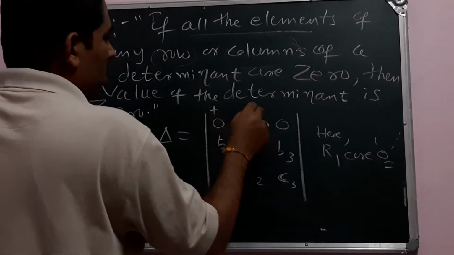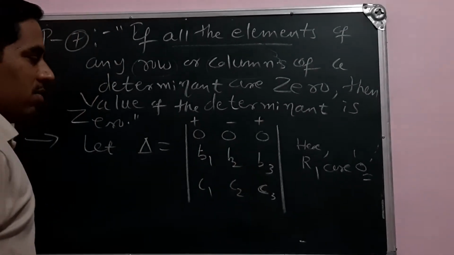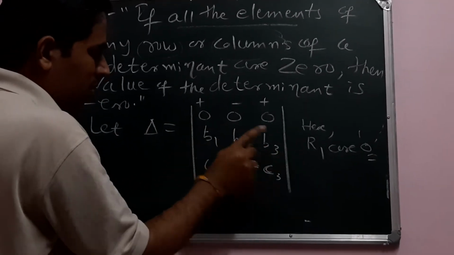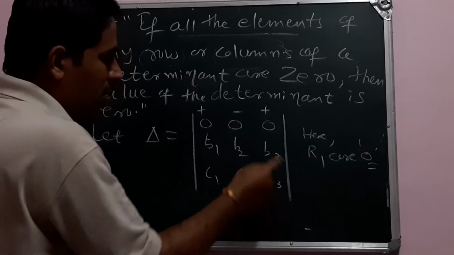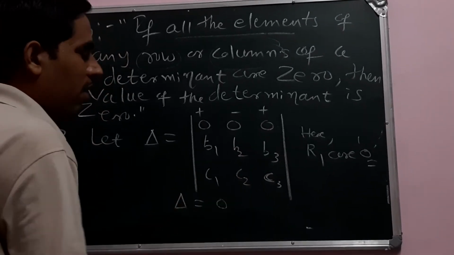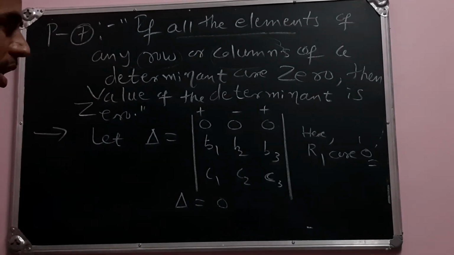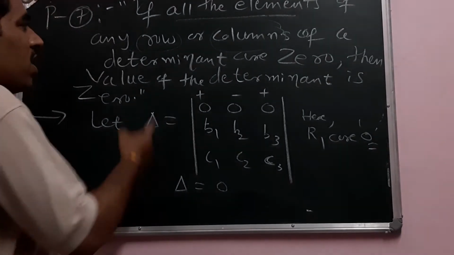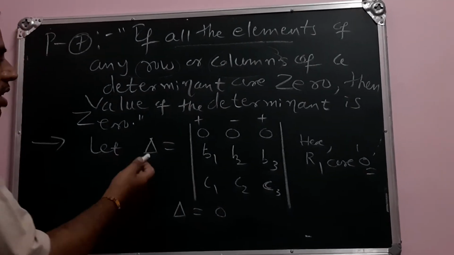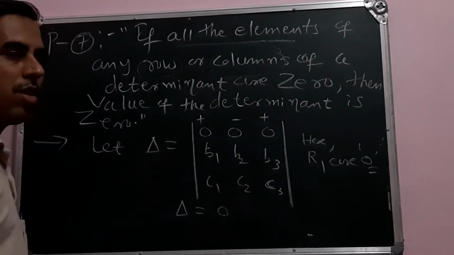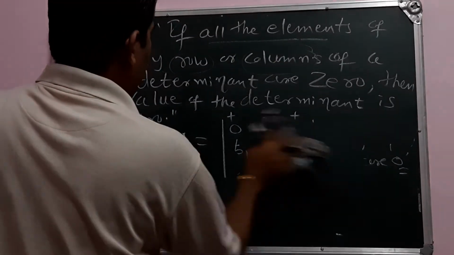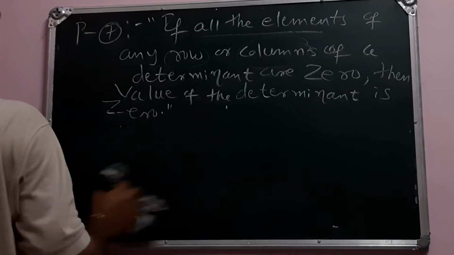So let us expand this. Very simple here. All the elements are 0, so 0 into this will be 0, minus 0 into anything will be 0, plus 0 into anything will be 0. So automatically we can easily observe that the value of the determinant will be 0. We need not worry about anything here. If all the elements of any row or column are 0, then the value will be 0. So the theorem is proved automatically.